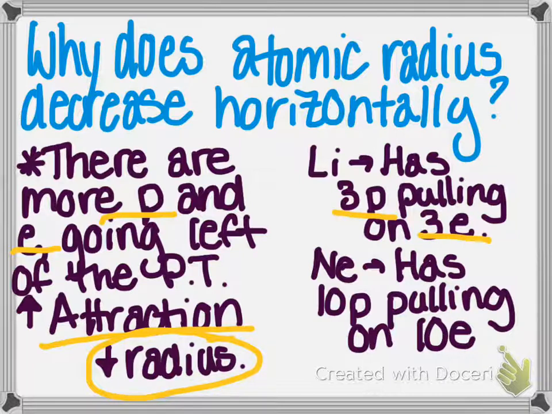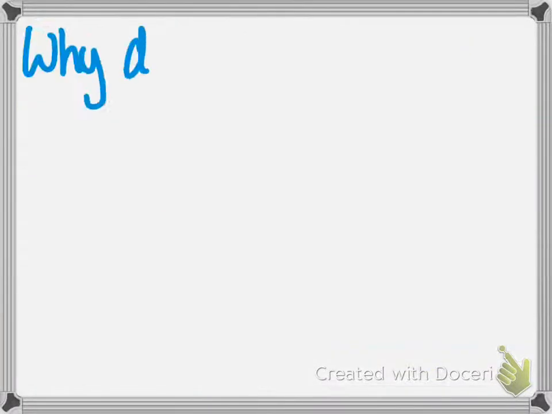As you move right, you go all the way to neon, which has 10 protons, 10 electrons. Okay, obviously, the more pull you have, the higher the attraction, the lower the radius. Okay, we may need to watch this more than once to fully understand that, but we need to understand that interconnecting relationship. All right. So on to our next trend, ionization energy.